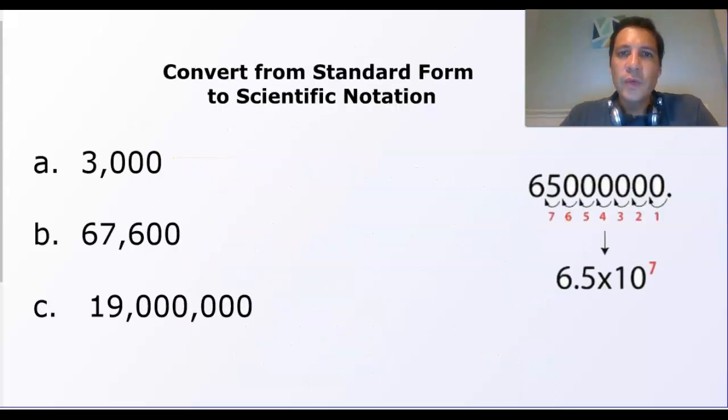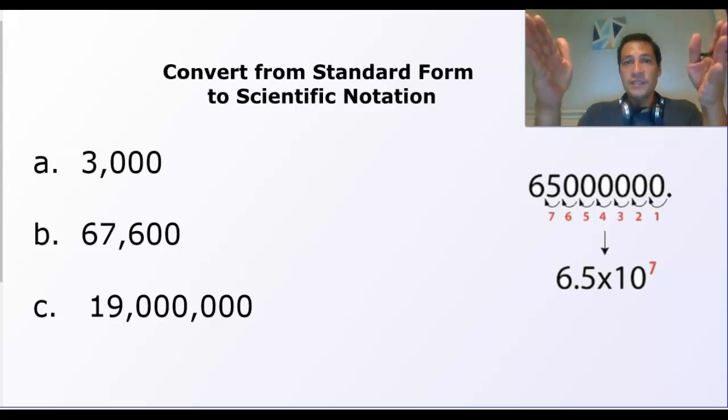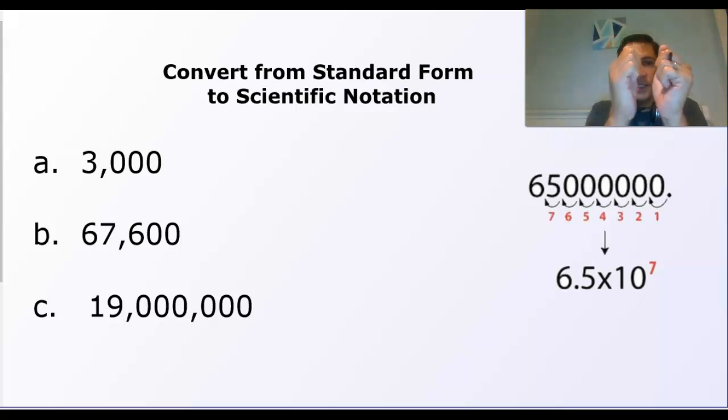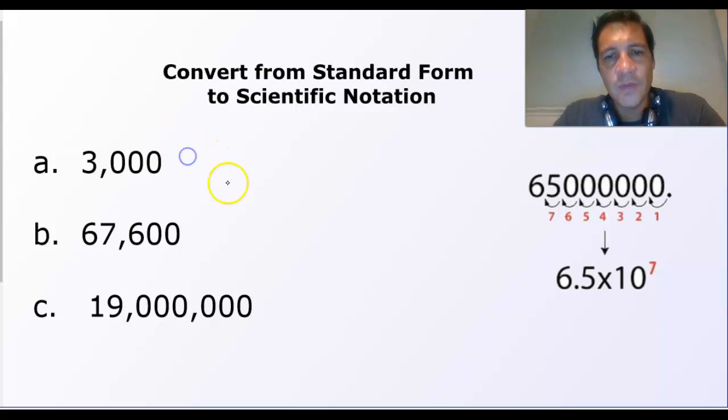All right, let's go the other way. Let's go from standard form to scientific notation. So standard form, the number's expanded, right? It's bigger. In scientific notation, we want to push the slinky together. We want to contract it. So 3,000. Well, in that number, 3,000, where's the decimal? We don't see it. Where is it? It's right here at the end.